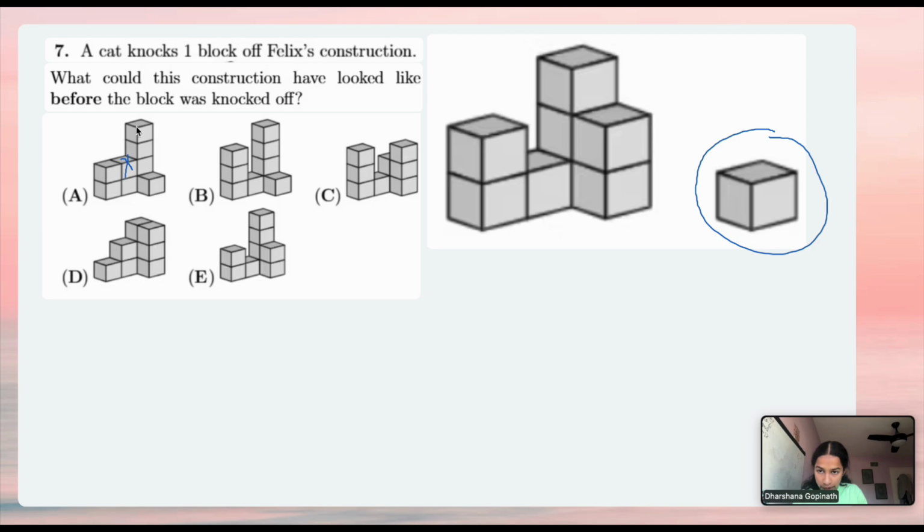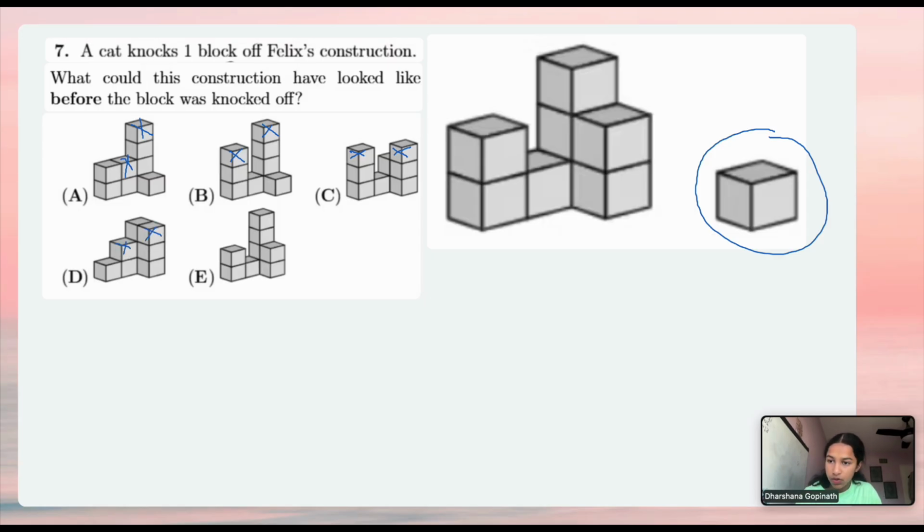This one and this one would have to be removed to get to this. B, this one and this one would have to be removed. C, this one and this one would have to be removed. And D, this one and this one would have to be removed.